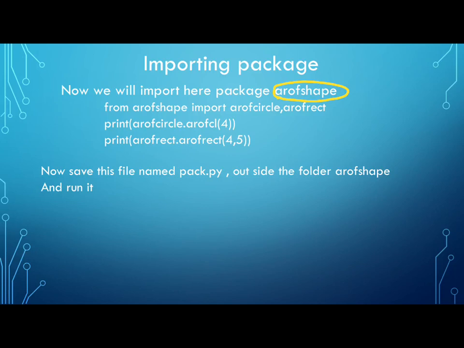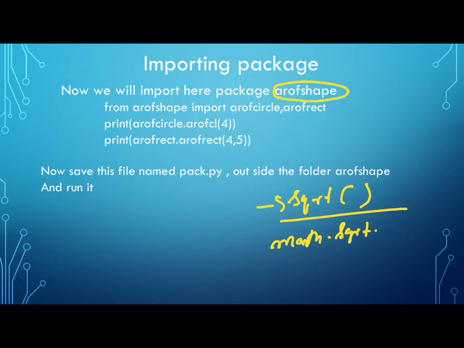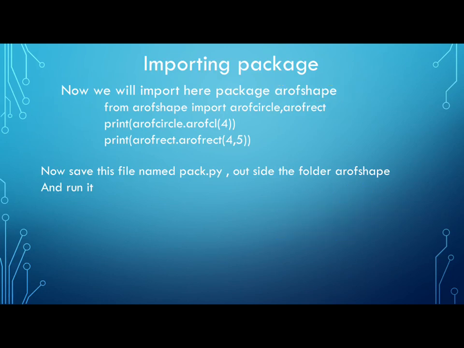Now suppose you have the sqrt function. Is there any formality to call the sqrt function? No. Whenever you need it, you can call it by importing math, and then you can simply write math.sqrt. But here you have a user-defined package. Now how will we call this package? You should learn how we will call it. So here is the example of how we will call it.